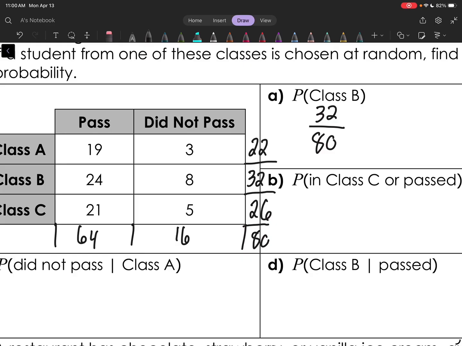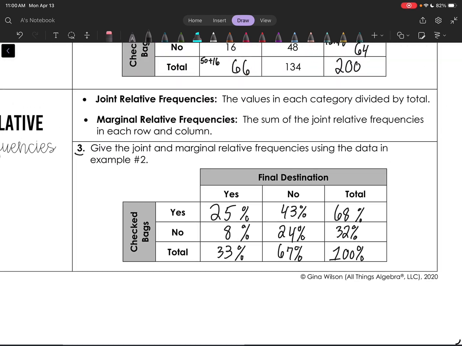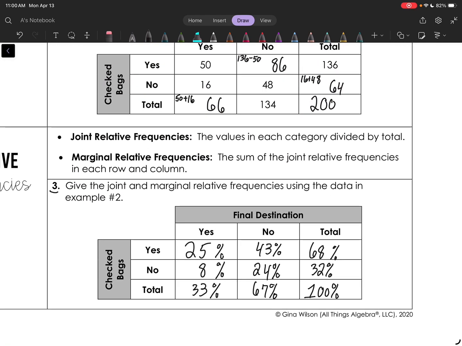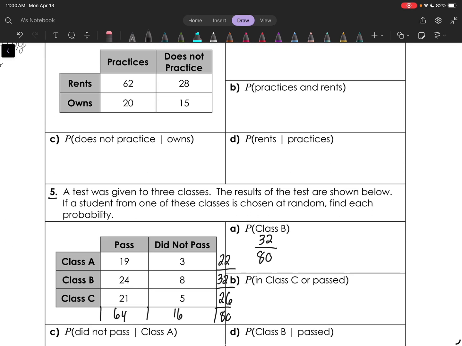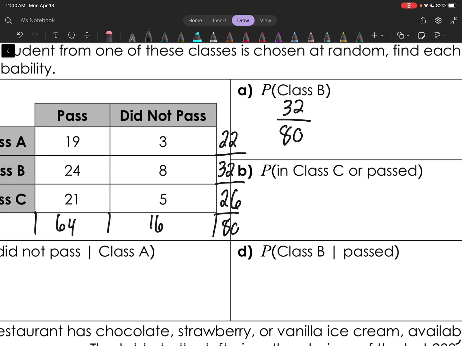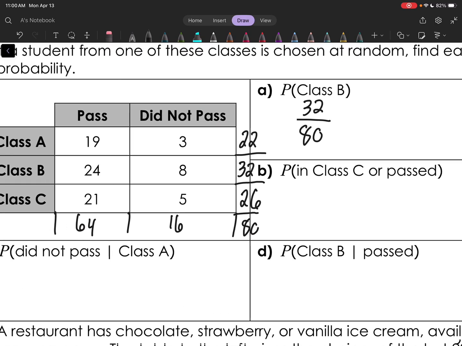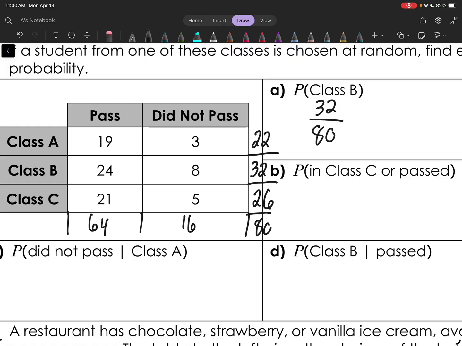Now, I want you to notice this is the same thing as what I was doing to find the marginal relative frequencies in the above table. So if you would have done that, make it a little bit faster. But anyway, this is just identifying it. 32 over 80, that's 2/5. So it's going to actually be exactly 40%.